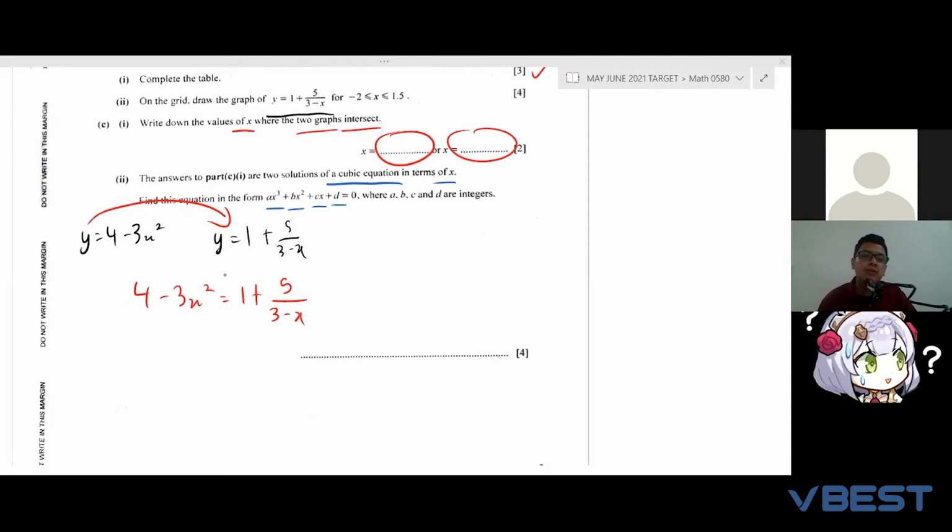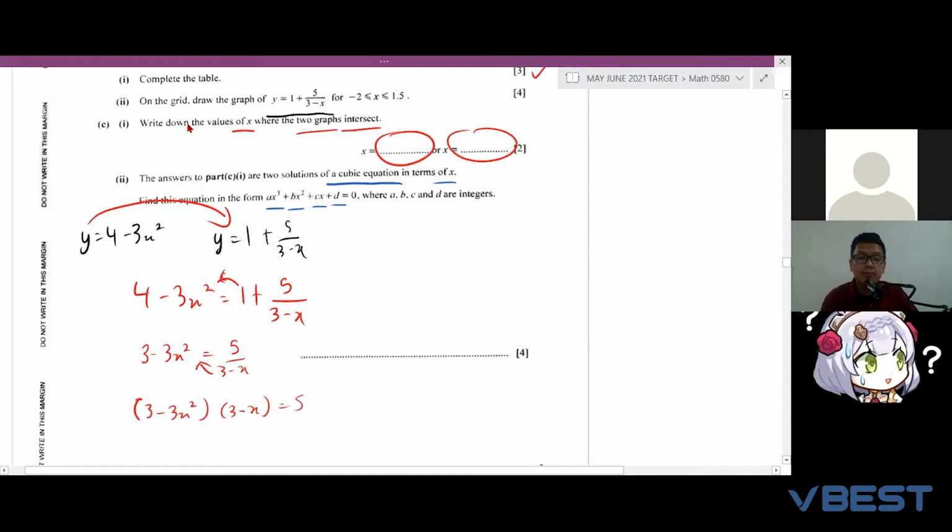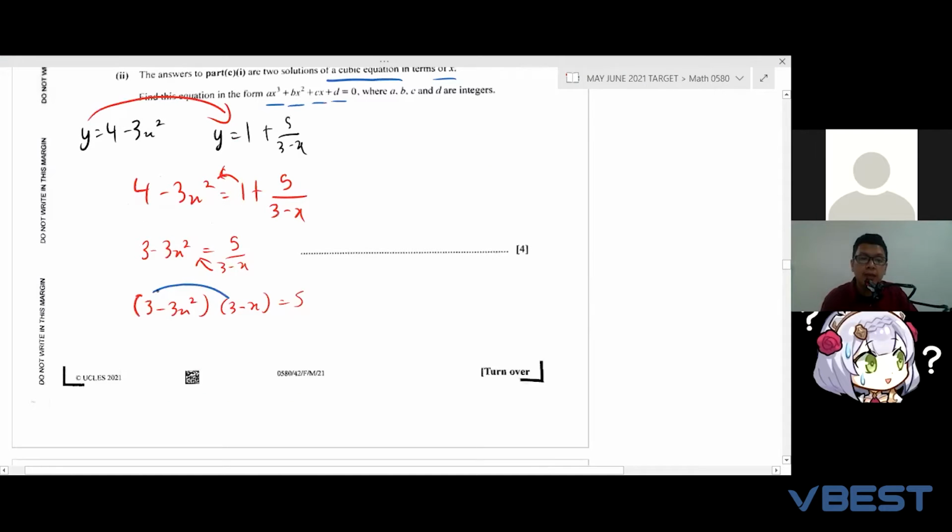So I move the 1 to the left side first. 1 positive, move it to the left, supposed to be negative. 4 minus 1 becomes 3. So 3 minus 3x squared equal to 5 over 3 minus x. You move this thing to the left side, becoming bracket 3 minus 3x squared times 3 minus x, and that equal to 5. Then you just expand the stuff. Expand it here, it will become 9, and then here become -3x. Expand it here, will become -3x squared, and negative becomes positive. So, sorry, -9, my bad, and become positive 3x cubed equal to 5.